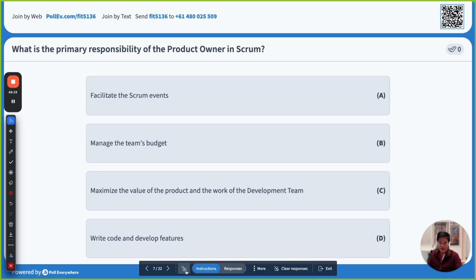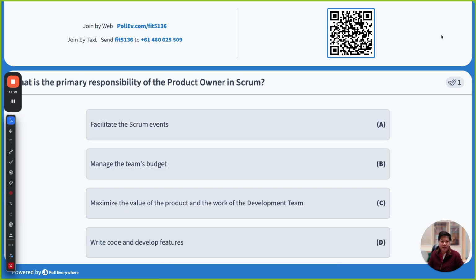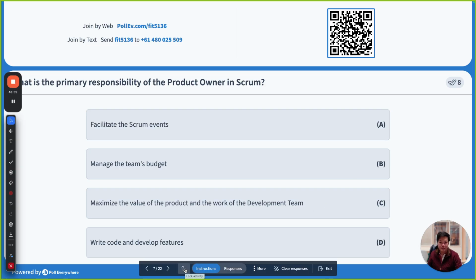Alright, next, what is the primary responsibility of the product owner in Scrum? Okay, what is that? What is the primary responsibility? Product owner. Okay, product owner. This one is also easy as well. Yeah. All right. Try to make it quick. Yep. Let's see the response.